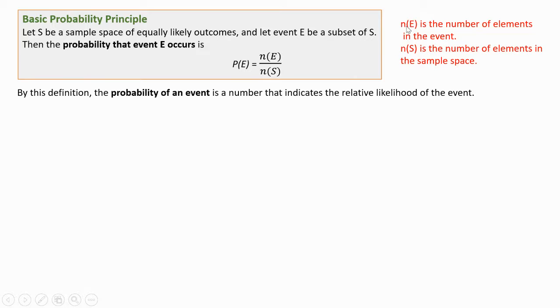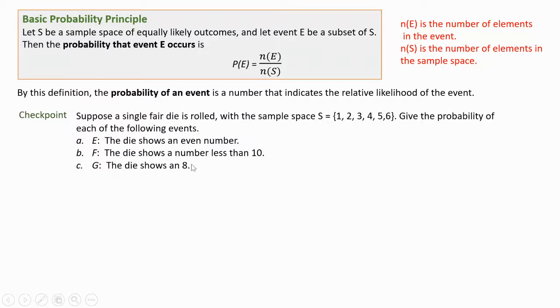The N stands for the number of the event. N of E is the number of elements in the event, and N of S is the number of elements in the sample space. Okay? So, checkpoint. Suppose a single die is rolled with a sample space S equal to the set of 1, 2, 3, 4, 5, 6. Give the probability of each of the following events.